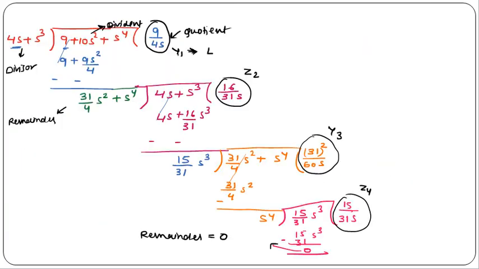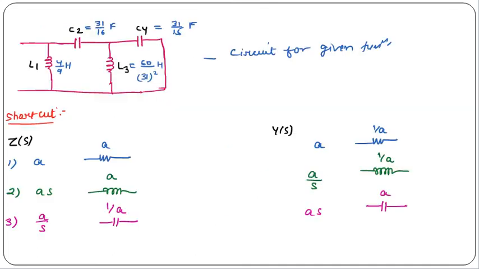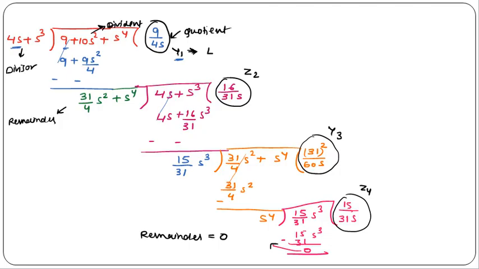So the first one we have obtained is 9 by 4 into S, but this is an admittance, so we have to cross check it with Y of S. This is 9 by 4 into S, so it is matching with the second, that is A by S. If we cross check from here, we are getting the A value as 9 by 4. It means we have to draw an inductor and the value of that inductor will be 1 by A, so it will be 4 by 9. Similarly, we can cross check the other elements.